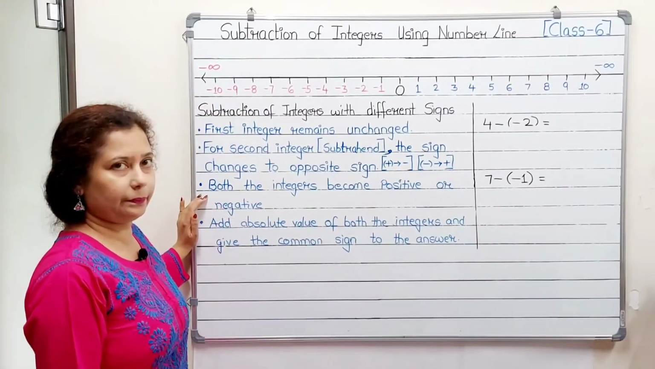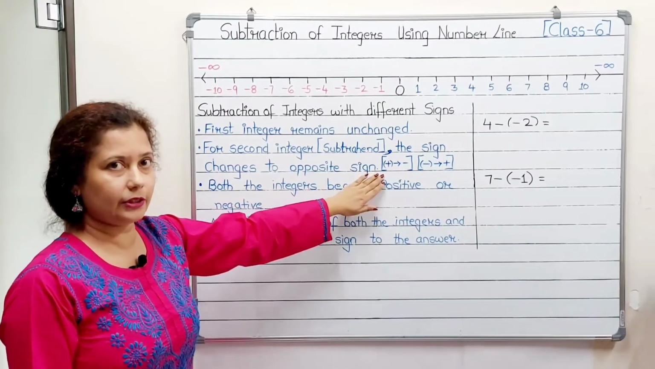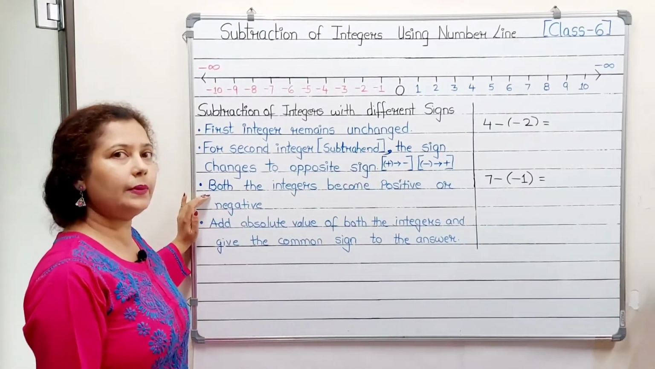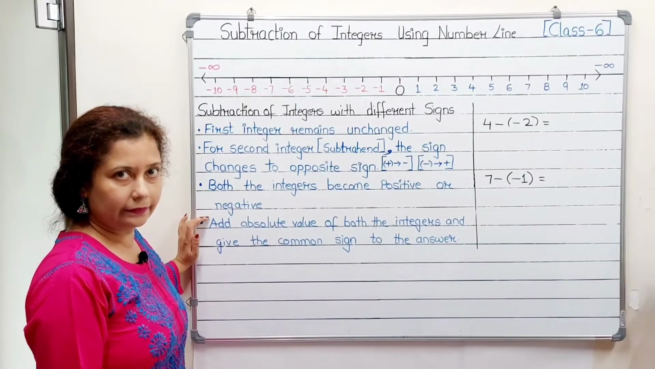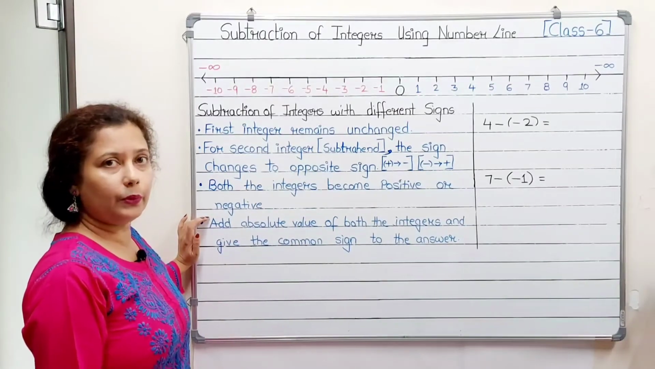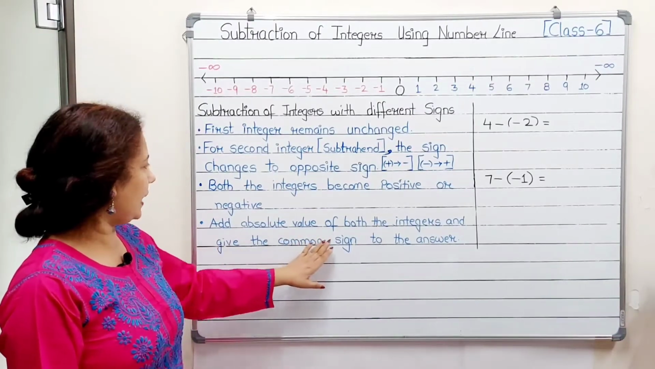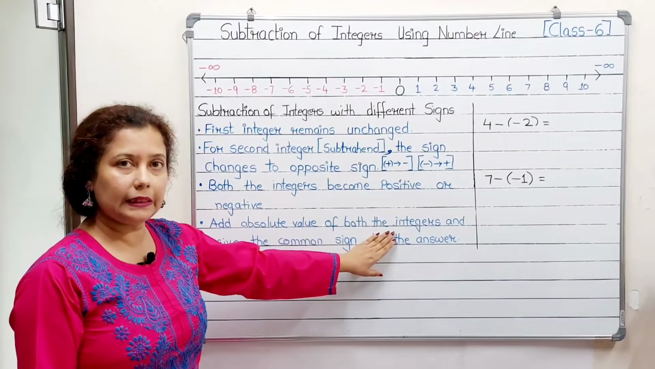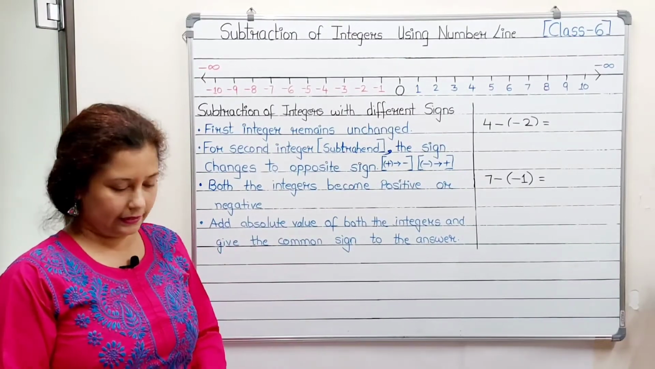Now the third step. After changing the sign of the second integer, either both the integers become positive or both the integers will become negative. So when both the integers have the same sign, we will add the absolute values of both the integers and give the common sign to the answer.